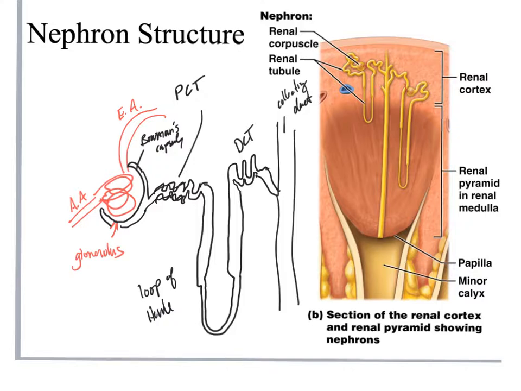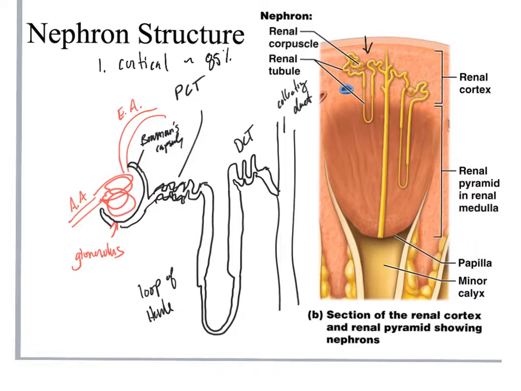Okay, there's two types of nephrons. Number one, cortical. Okay, this one right here is a cortical nephron. Most of the nephron is in the cortex. Part of it extends into the medulla. Okay, and that's about 85% of the nephrons.